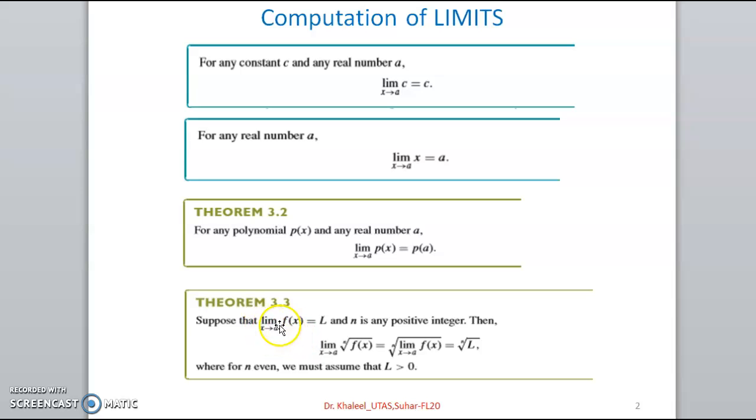Here, if the limit of f(x) as x tends to a is L, then I am finding the limit of a radical function. Look at it. I will take the limit inside, that is, the limit of a radical function means I take the limit of the inside, so the limit of f(x). Since the limit of f(x) is L, the nth root remains as it is. The final answer is the nth root of L.